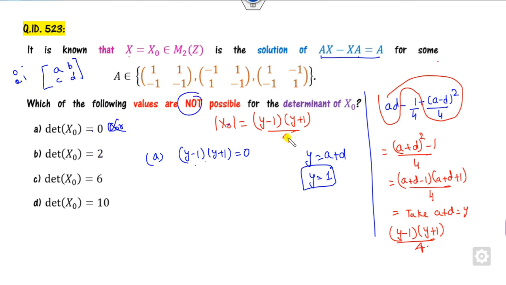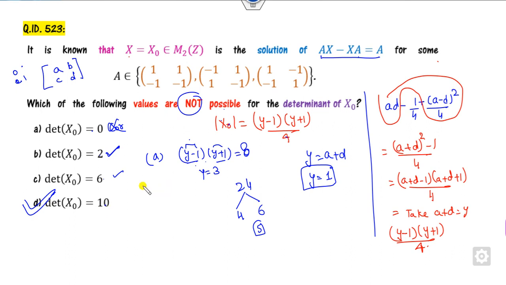The next is 2, so the multiple will be 8. Do you get any Y for which it is 8? Yes, you can take Y as 3. So it's 2 and 4, and 2 into 4 is 8. So this is also possible. Next, 24. Is it possible to get 24? Yes, it's 4 into 6, so I can get Y equal to 5. If I take Y as 5, Y minus 1 and Y plus 1 give 4 and 6. So this is also a correct option.